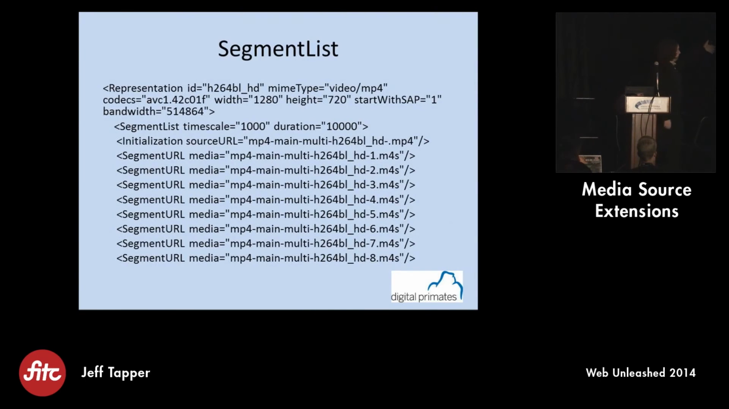Right, so a segment list very simply looks like this. Here's a series of URLs, and you play one, then the next, then the next. And since we know what the duration of each segment is, it's very easy to seek. We know, in this case here, they're each 10 seconds long, so if I want to jump 3 minutes in, I jump down to the 30th segment.